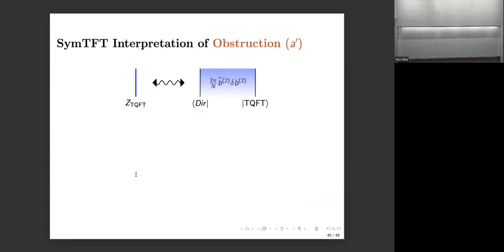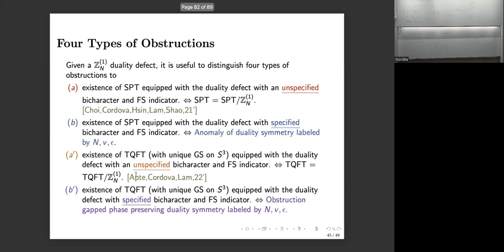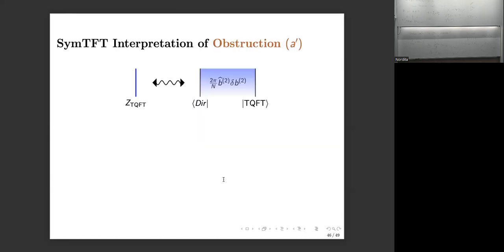So now we have found that there is a coincidence. In this paper, they have found the same sequence of the number N, which coincides with the sequence when the duality defect is group theoretical. Let me explain using the symmetry TFT perspective.